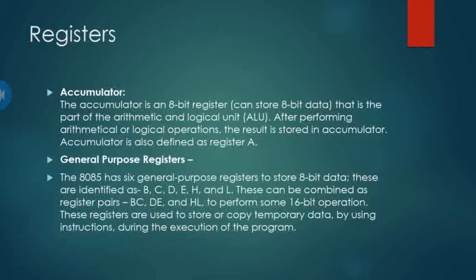So that was all about general purpose registers. See, the size of the accumulator is 8 bit. We cannot store an address in the accumulator register because the size of the accumulator is 8 bit, whereas the address of the 8085 is always 16 bit. So in the accumulator we always store data. We cannot store an address in the accumulator.